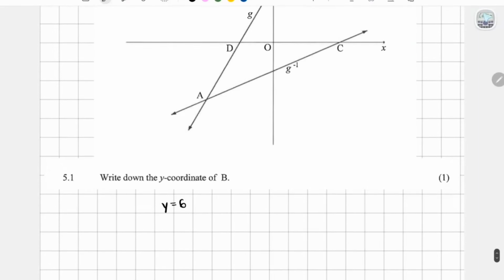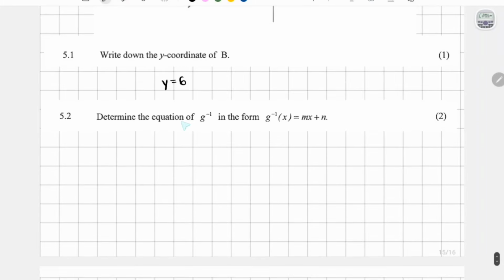Moving on to the next question. The next question says determine the equation of g negative 1, which is the inverse, in this form. We need to make sure that that notation is also correct. So we're just finding the inverse.